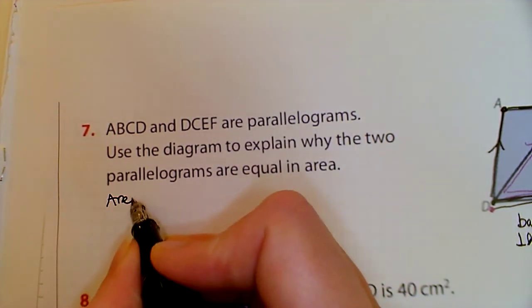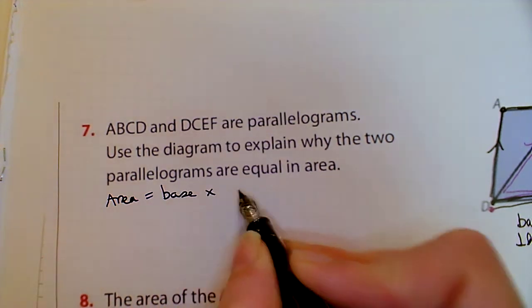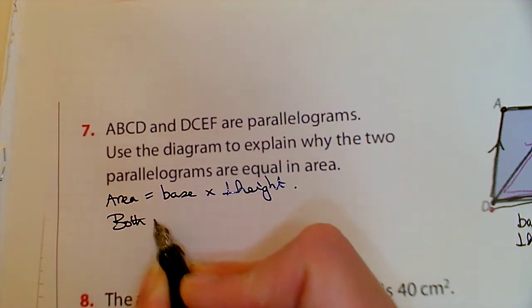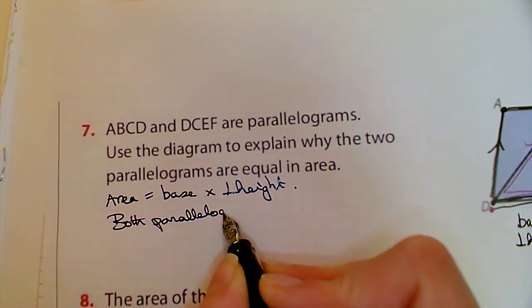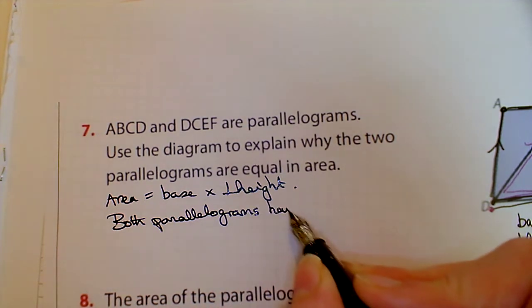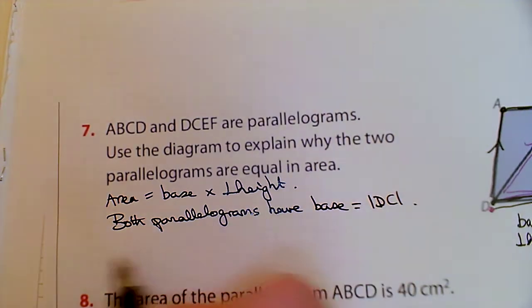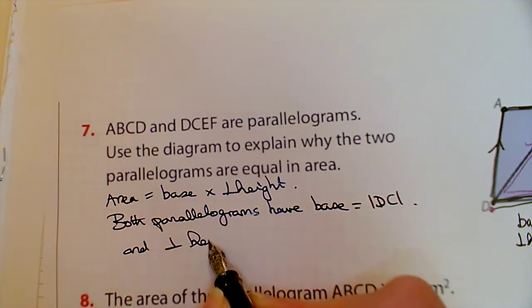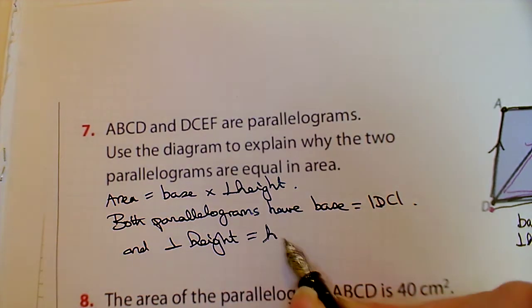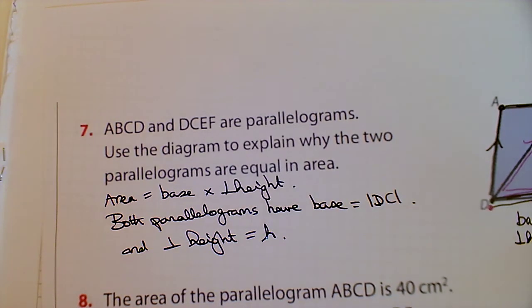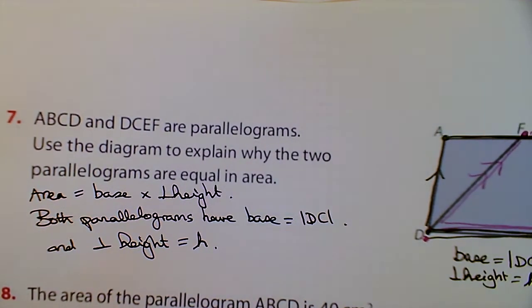Well, area for a parallelogram is base times perpendicular height, and both parallelograms have a base equal to DC and a perpendicular height equal to H. So therefore they have the same area. And there's my explanation. You wouldn't have had to do all the drawing on the diagram that I did there. That was just to help me explain it to you guys here.